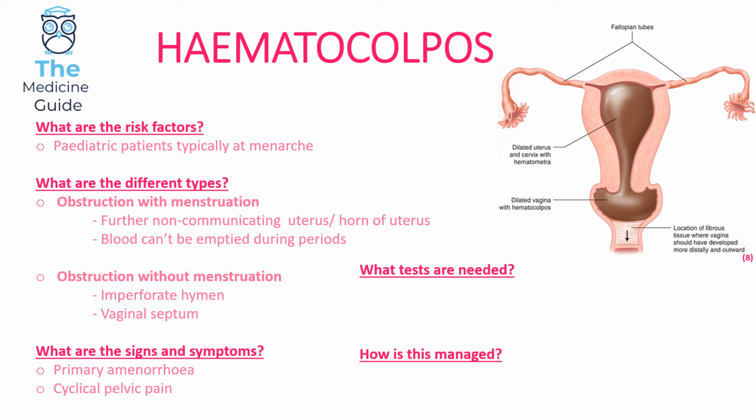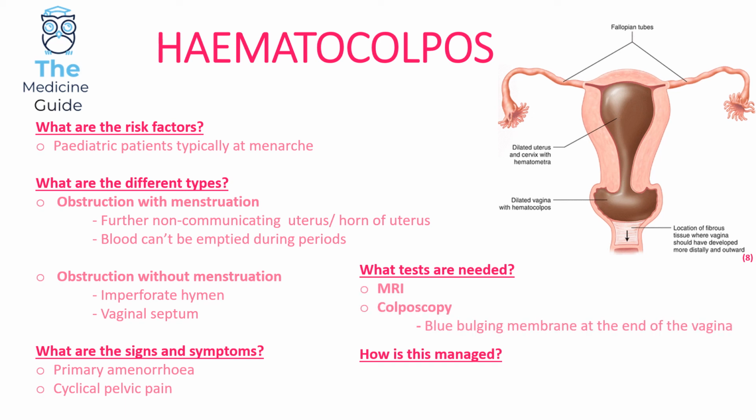So the SBA might give a scenario of a 16-year-old who presents to the GP and she's concerned because although she's suffering from cramping abdominal pain every month, she's never had a period. That sort of scenario would be suggestive of haematocolpos. So she's a pediatric patient presenting typically during a point in life where she should be undergoing her normal periods. She's suffering from primary amenorrhea, so she's never had a period, and she has the cyclical pelvic pain, so she's having abdominal cramping every month. Okay.